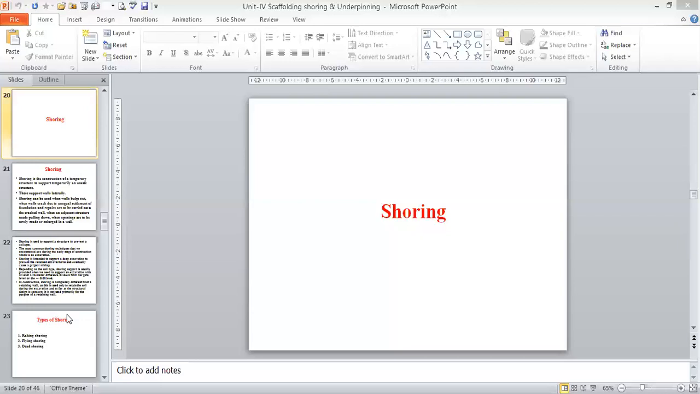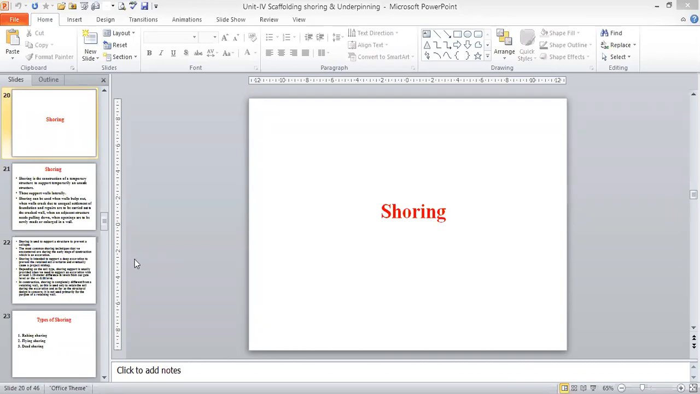Another case is waterlogged areas. In waterlogged areas, if precautionary measures are not taken and we build a construction, there is every chance of heavy floods or heavy rainfall, and due to that, settlement is going to occur. In those cases also, we have to support the structure by using shoring. These are the various situations or circumstances in which we go for shoring.